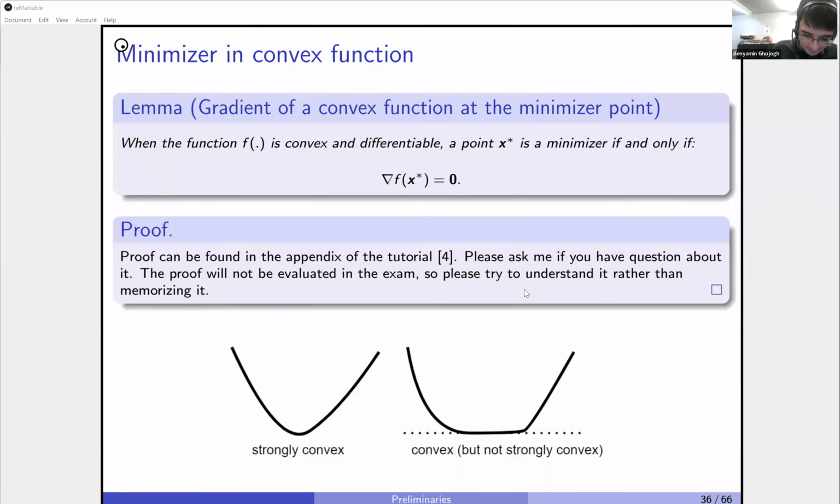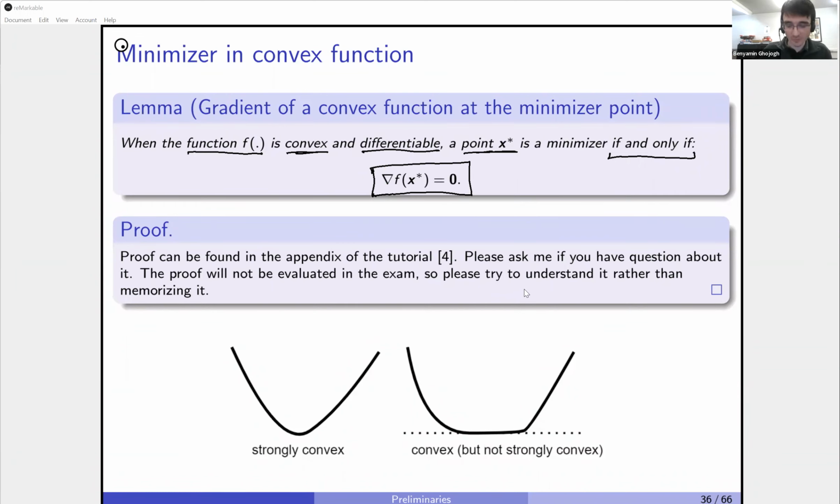Another thing is that when the function is convex and differentiable, it means that we can take the derivative. The point x star is a minimizer if and only if this happens. It means that if a point in the convex function is a minimizer, the derivative of the function at that point is 0. Also, this is if and only if. It means that it's two-sided. If there is a point where the derivative of the function at that point is 0, that point is also a minimizer. So both sides hold.